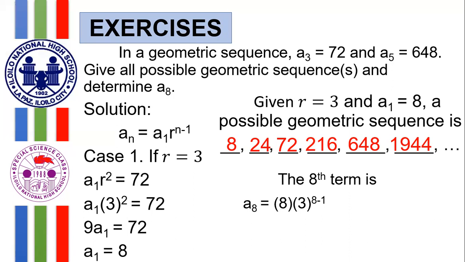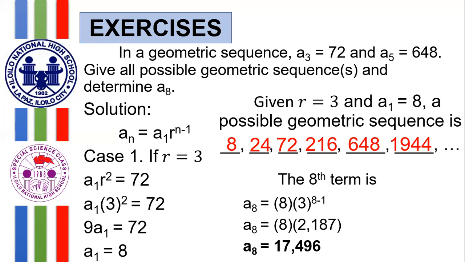So looking for the eighth term now of this sequence and substituting here the n by 8 and the rest of a sub 1 and r. a sub 8 is equal to 8 times 3 raised to 8 minus 1. This becomes 3 raised to 7, or 2,187. Please verify that with your calculator if you wish. And 8 times 2,187 gives the eighth term as 17,496.